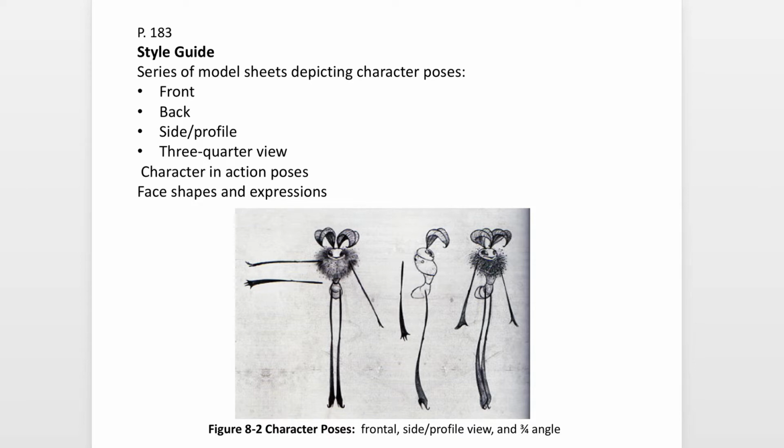Page 183, you will be developing a style guide. This is a series of model sheets depicting character poses from front, back, side or slash profile, or three-quarter view. This is the character that you'll be seeing in different action poses with different facial shapes and expressions. Here you see figure 8.2, different character poses. You'll see a frontal, a middle is a side profile view, and then at the three-quarter angle.